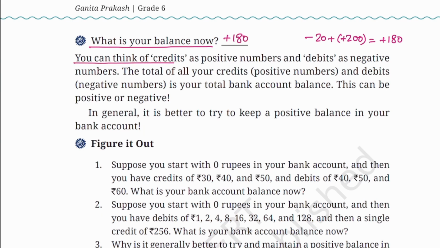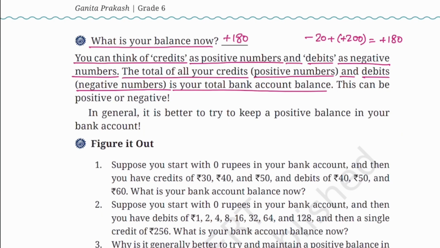You can think of credits as positive numbers and debits as negative numbers. The total of your credits, positive numbers, and debits, negative numbers, is your total bank account balance. This can be positive or negative. In general, it is better to try to keep a positive balance in your bank account.